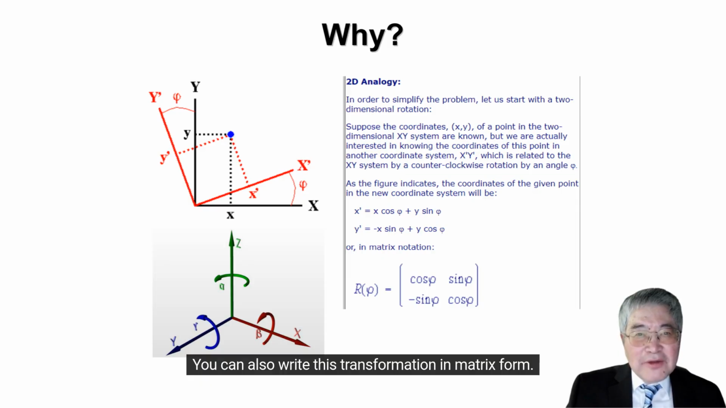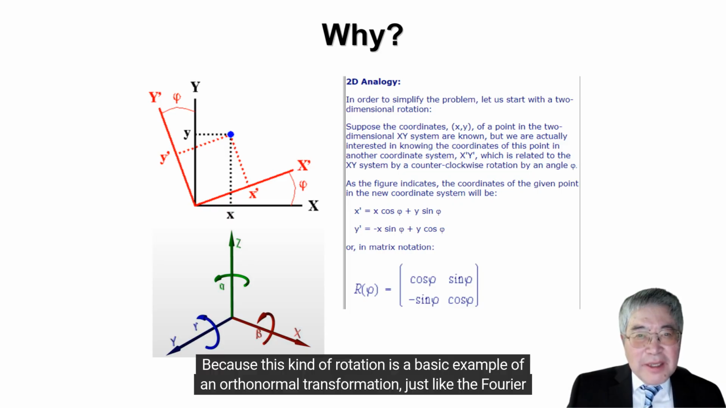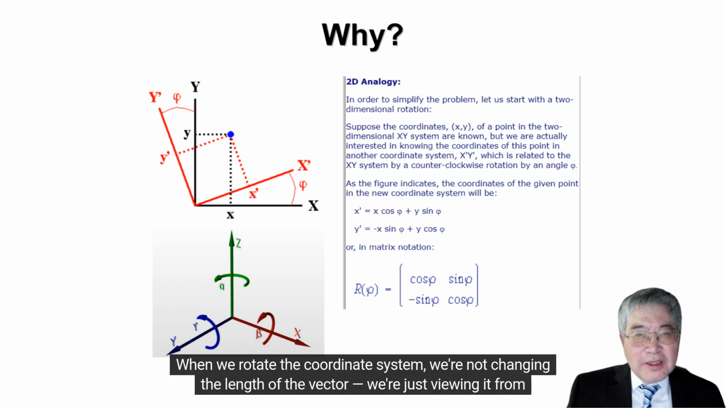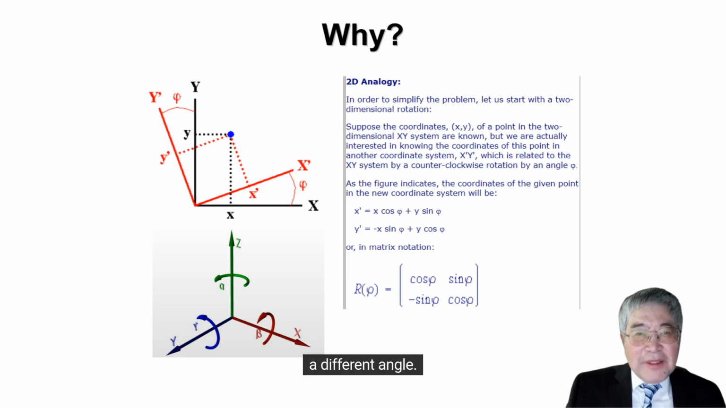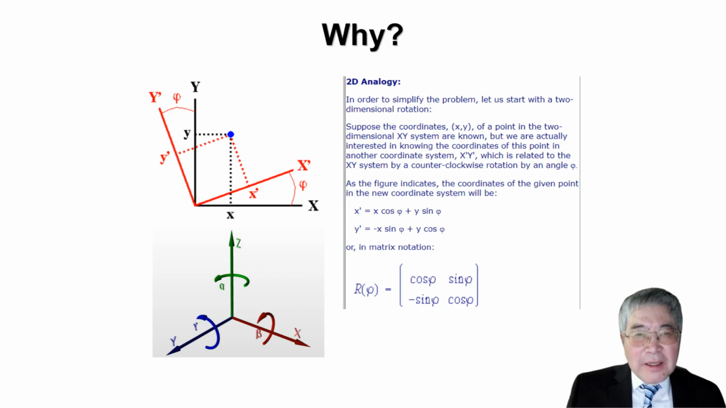You can also write this transformation in matrix form. It's a simple 2x2 rotation matrix. Now why is this relevant? Because this kind of rotation is a basic example of an orthonormal transformation, just like the Fourier transform. When we rotate the coordinate system, we're not changing the length of the vector, we're just viewing it from a different angle. The structure stays the same, just expressed differently.